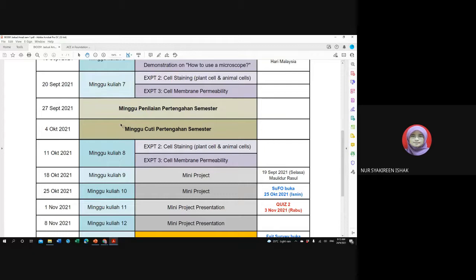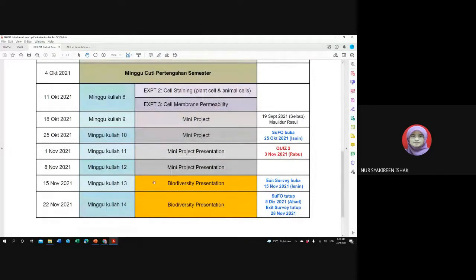Start after the exam. Saya tahu sekarang ni orang lupakan benda-benda lain. You are focusing to your exam. So after the exam, during the holiday, you can start doing your experiment and can start even to do your write up for the report. Okay, so tak payah nak tunggu minggu ke-9, 10 untuk buat. Okay, so you can start from your holiday to prepare for the mini project and also to prepare for the bio-D presentation. Jangan tunggu last ni baru nak buat.